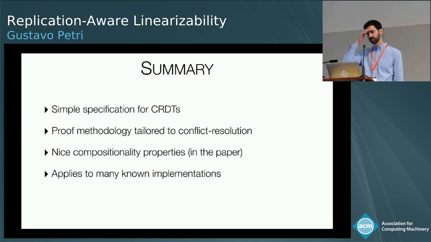So with that, I'm going to finish my talk. In summary, we're able to provide really simple specifications for CRDTs, things that an actual programmer can look at and say, okay, I understand what this does, and I now can write my program. We provide proof methodologies tailored to the different types of conflict resolution that we see. I didn't talk about this because I didn't have time, but our definition has really nice compositionality properties. And it applies to many known implementations out there, as I've summarized in the table.